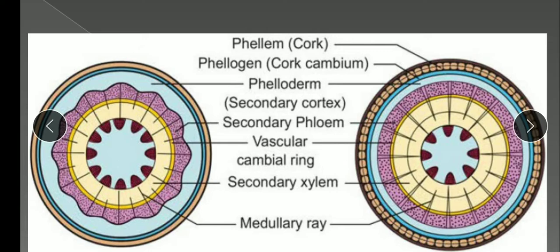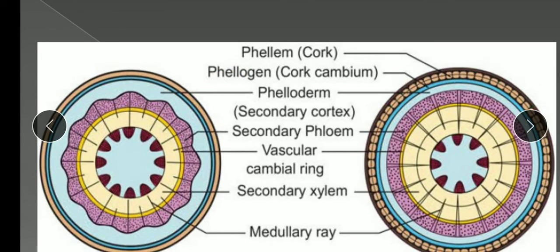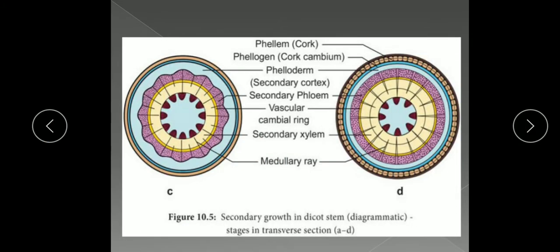So in this manner, students, you understood the three layers formed during the secondary growth in the extrastellar region. These are the phellem, phellogen and the phelloderm. So this phellem, phellogen and phelloderm together form the periderm, which is the outermost layer in the stem. So in this manner, the secondary growth is over. You have studied the two areas, the secondary growth in the stellar region and the extrastellar region.